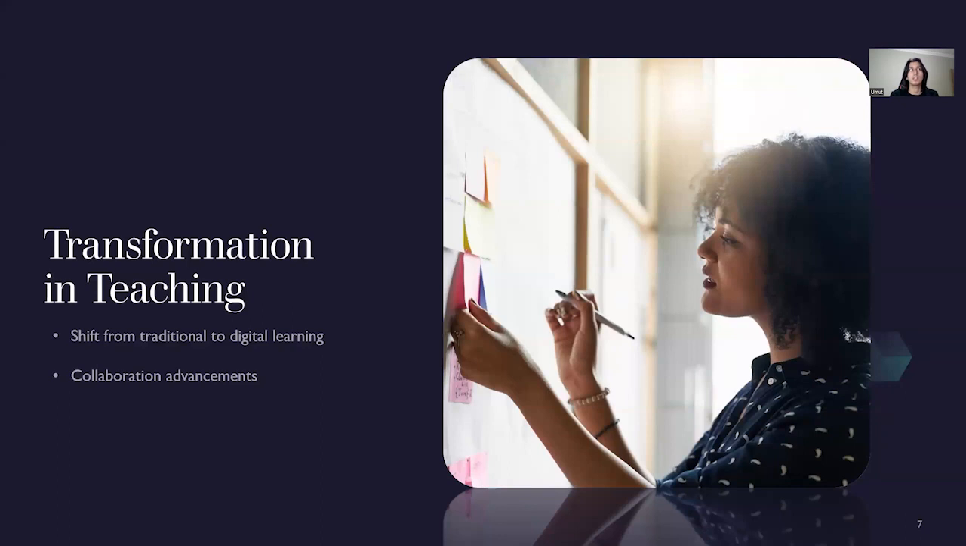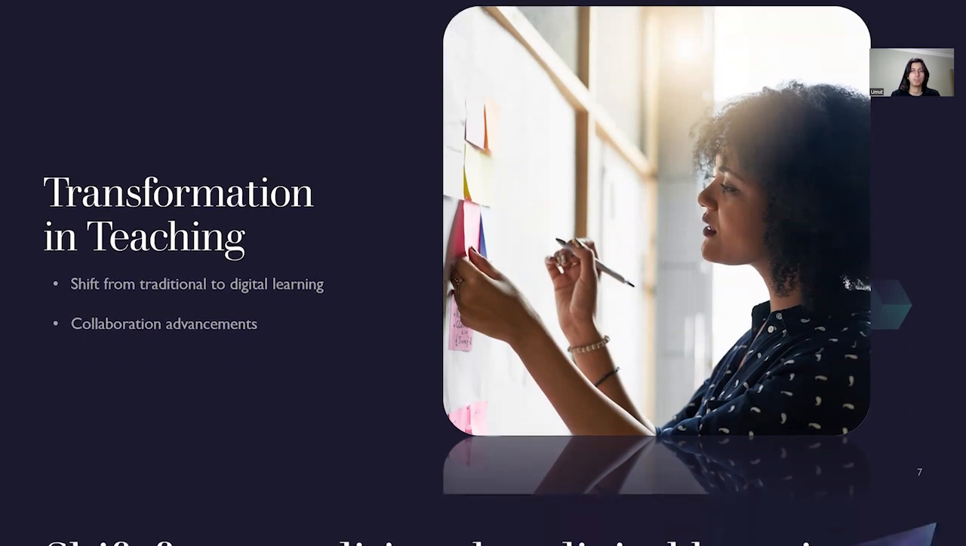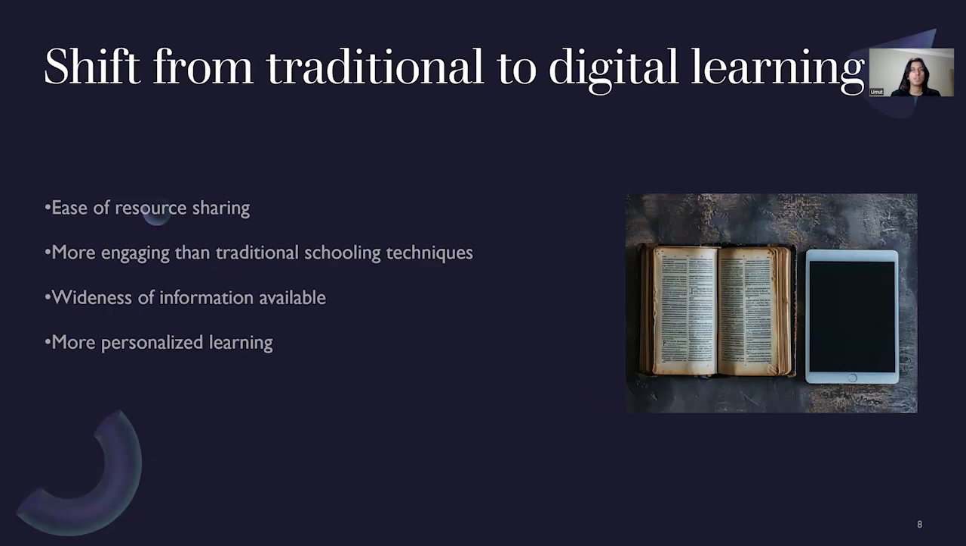My name is Umut Yasin Çalışkan, and I am first going to talk about transformation in teaching. With the development of information and communication technologies, education faced some changes. The first change is the shift from traditional to digital learning. With the development of ICT, now we can easily share resources with students and peers. And with these resources, we can use more engaging schooling techniques like flipped learning.